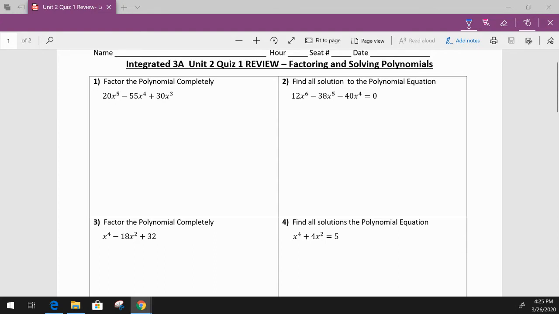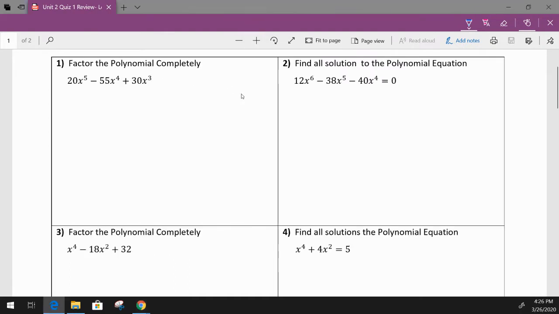We have the Unit 2 Quiz 1 review that was given to you today as your online assignment. I'm going to be working through each of the problems to hopefully give you some helpful hints and things that you should know for your quiz that you're going to be taking on Friday, which is tomorrow. Starting with problem number 1, the directions say factor the polynomial completely.